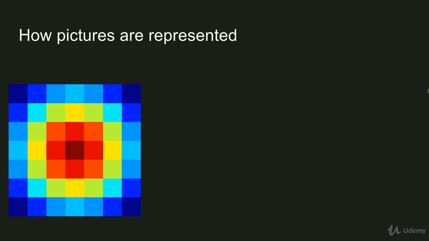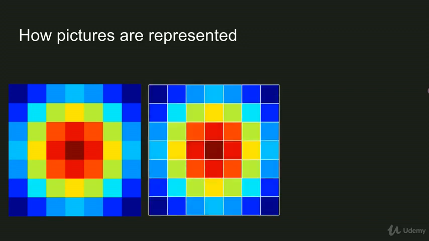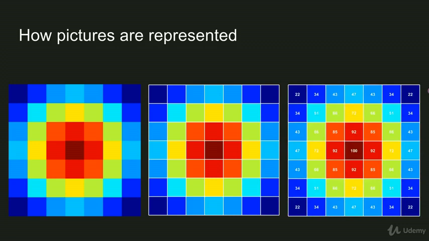When you have a picture like this, your computer represents this as a matrix. And the color in each little matrix element corresponds to a number. So in fact, the matrix looks like this. And you can see that larger numbers have darker colors.